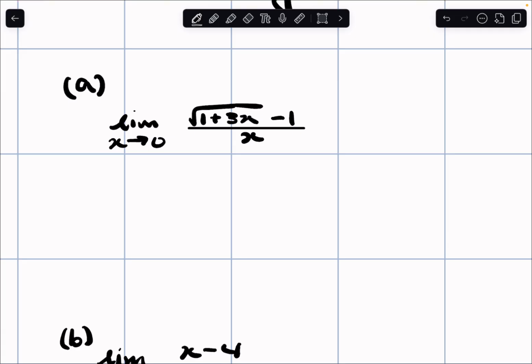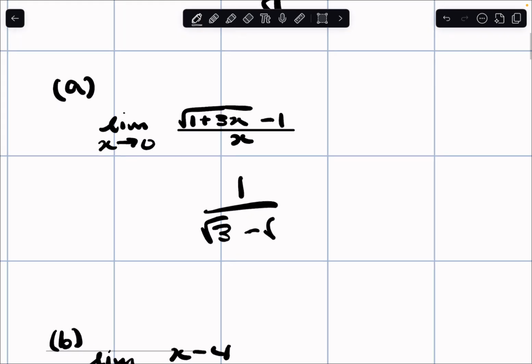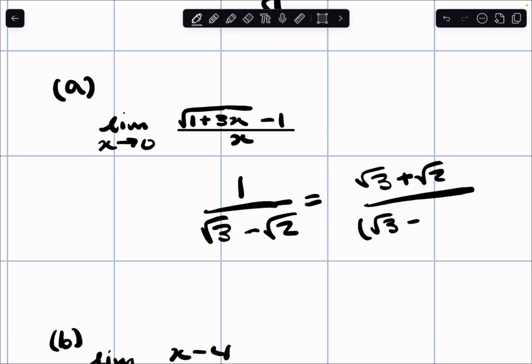Something I didn't mention before is that there's something called the radical conjugate. So let's say we had 1 over the square root of 3 minus the square root of 2, and we want to bring this to the top, or vice versa. We would want to do square root of 3 plus square root of 2, and do the same thing to the bottom.